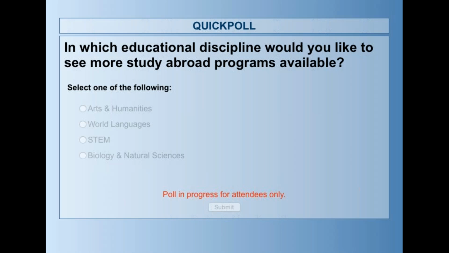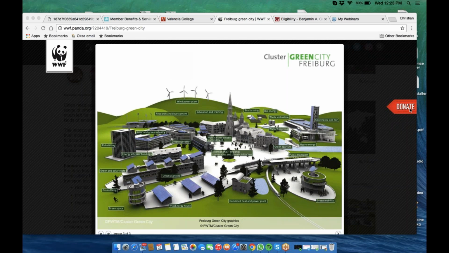All right, here we go. We're seeing 30% in biology and natural sciences. Let's give it another 5 seconds here. We've got 67% voted. Any of you stragglers out there? All right, 3, 2, 1, close it. Has that become available to everyone?